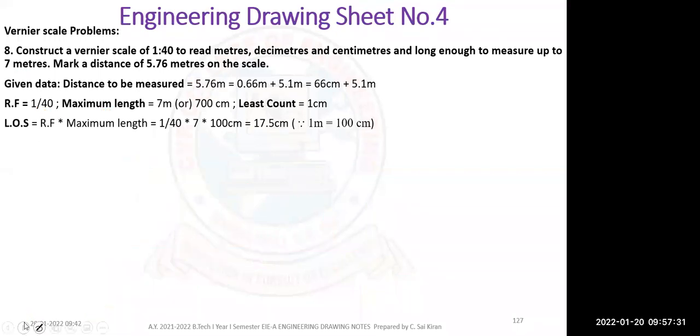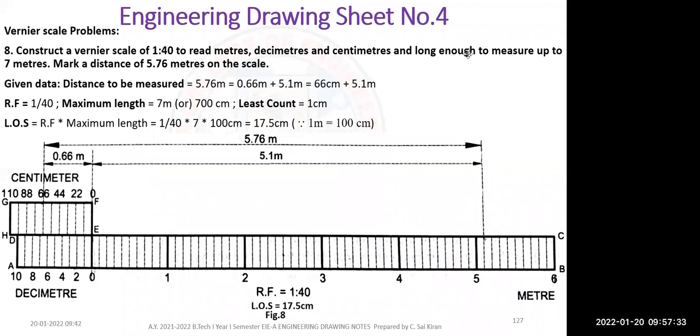So like this you have to draw. No need of dividing 0 to 1, 1 to 2, 2 to 3, 3 to 4. Only divide 5 to 6. In between 5 and 6, make 10 divisions and highlight 5.1. So you are highlighting 5.1 meters. You are highlighting 0.66 meters or 66 centimeters. Next, the total distance is 5.76 meters.